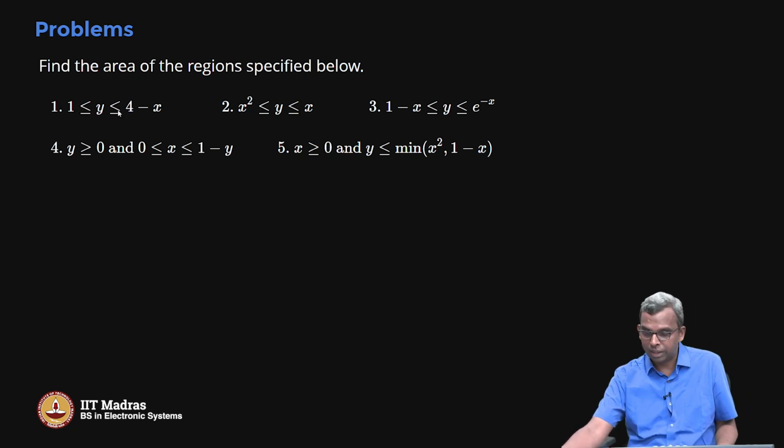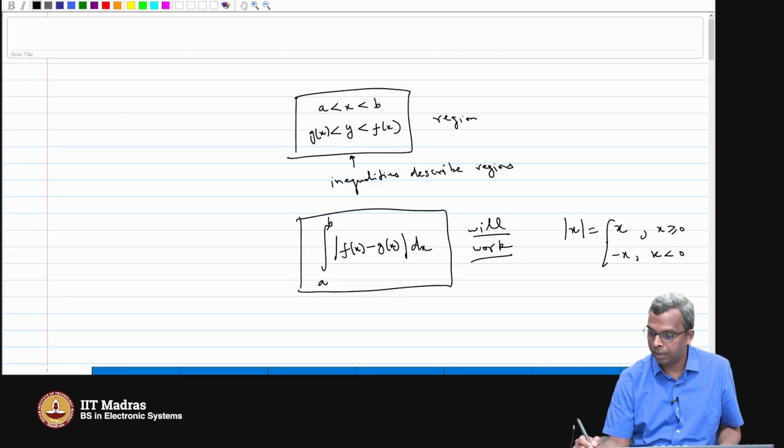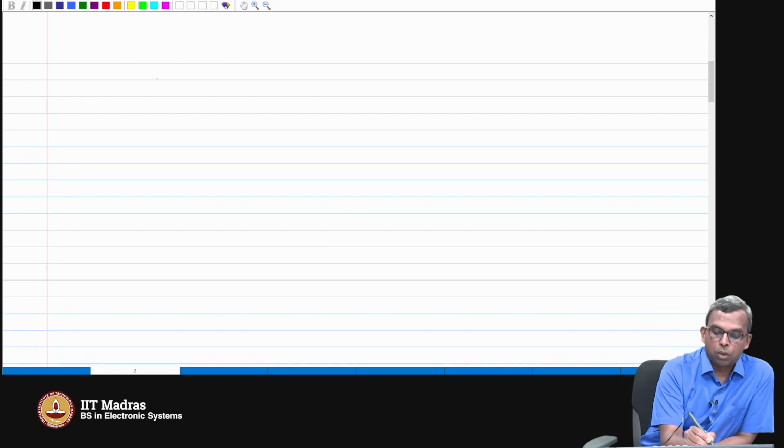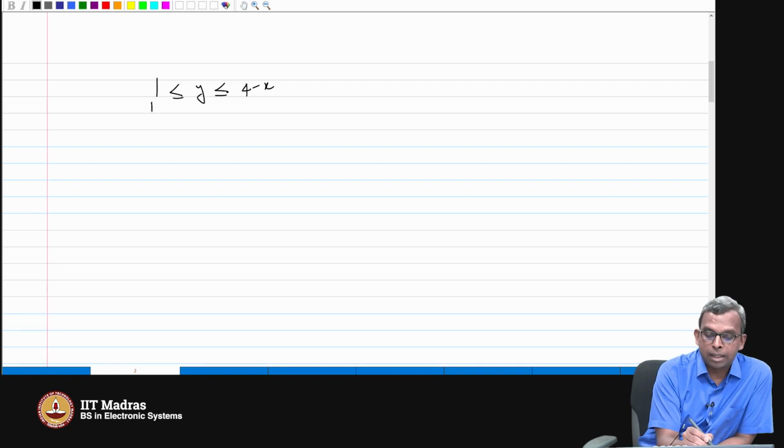So let's take this first example, 1 less than or equal to y less than or equal to 4 minus x. Let's take that example. So how do you make a diagram of this region? Okay. One method is to look at this first and then forget about the inequality and make it an equality. So this is y equals 1. The other thing is to look at this part and forget about this inequality, make it an equality, y equals 4 minus x. You sketch these two things, y equals 1 and y equals 4 minus x.